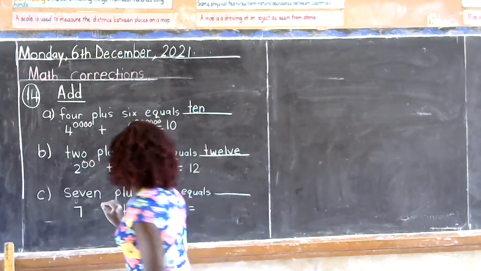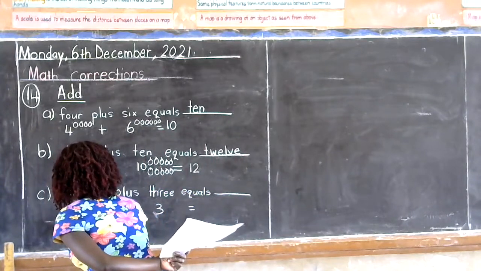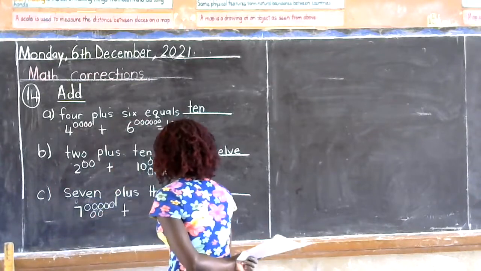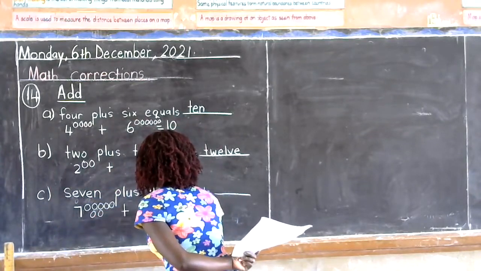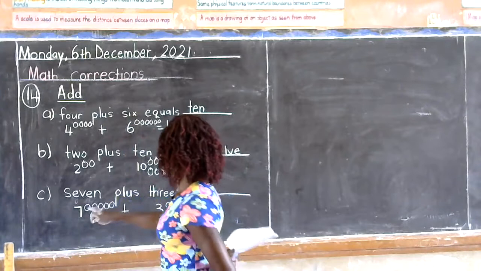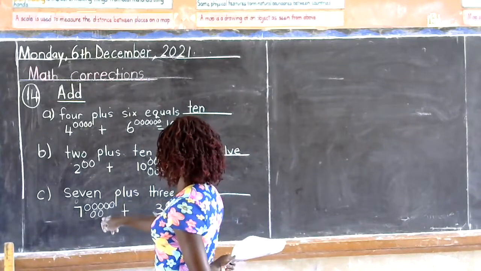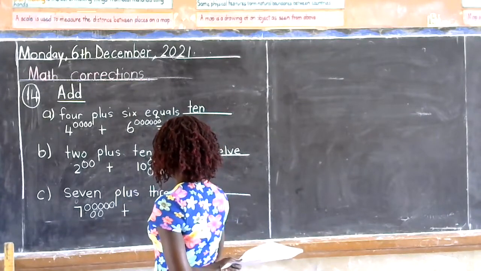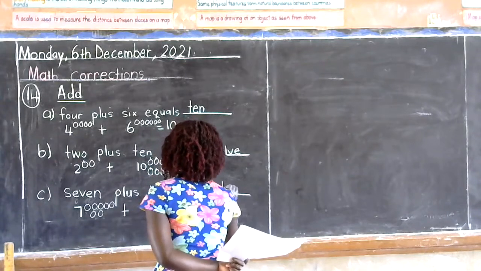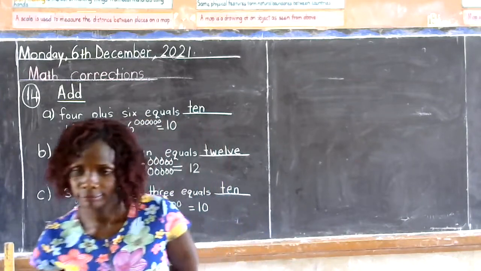Then, where number 7 is, we draw 7 balls. Where number 3 is, we draw 3 balls. Then after we add them together: 1, 2, 3, 4, 5, 6, 7, 8, 9, 10. The answer is 10. Then here we write it in words. That is how we are supposed to answer. Okay?